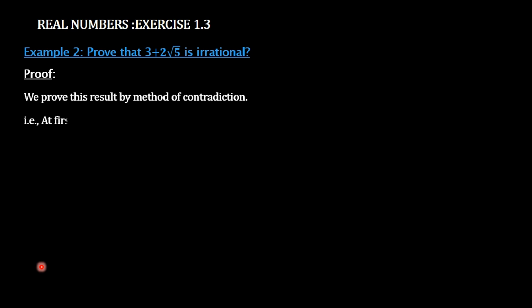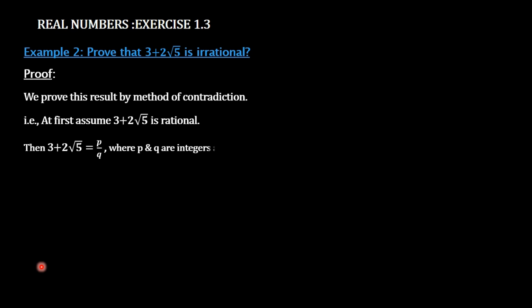At first, assume 3 plus 2 root 5 is a rational number. Then 3 plus 2 root 5 equals P by Q, where P and Q are integers and Q is not equal to 0. Also, one more thing: HCF of P comma Q equals 1.